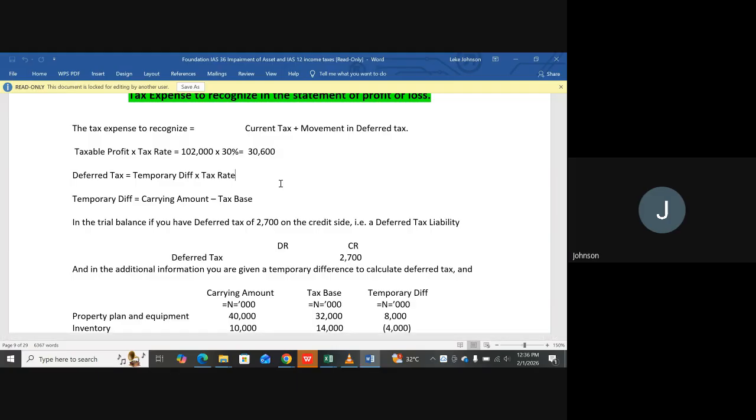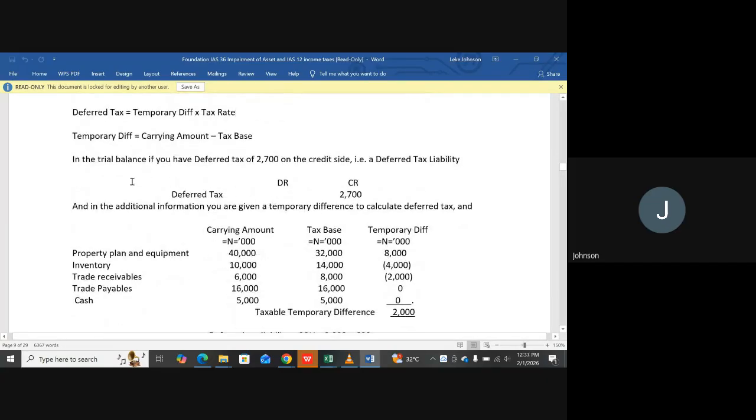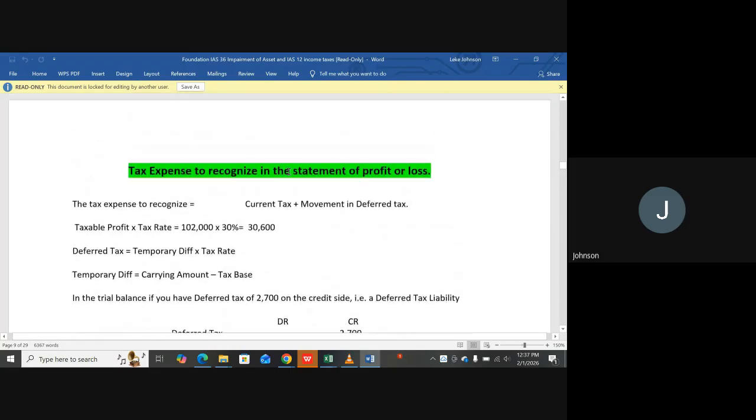When a temporary difference is taxable, it means that your carrying amount is higher than your tax base. When a temporary difference is deductible, it means your carrying amount is less than your tax base. Okay, so I think you know that. Then we now went for that. Okay, have we calculated our different taxes for last year?